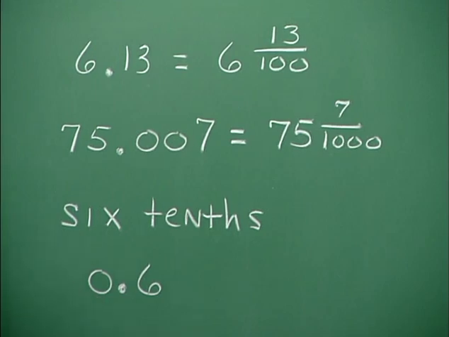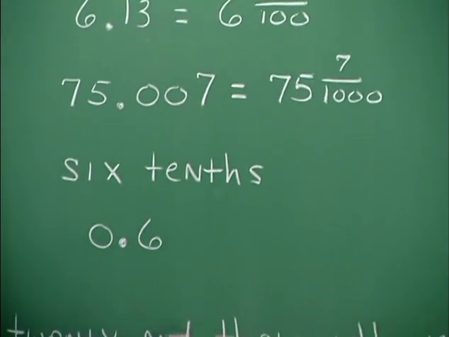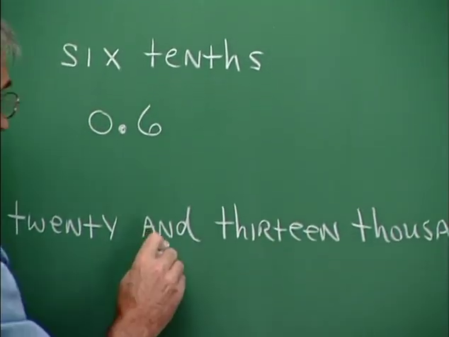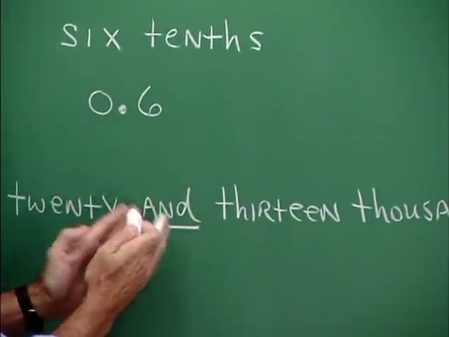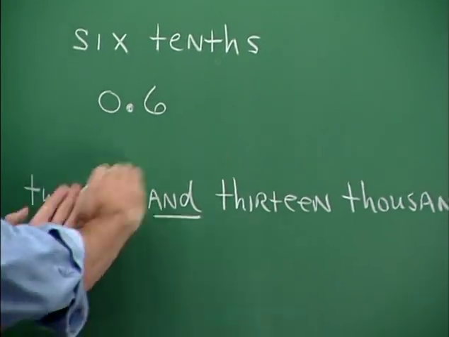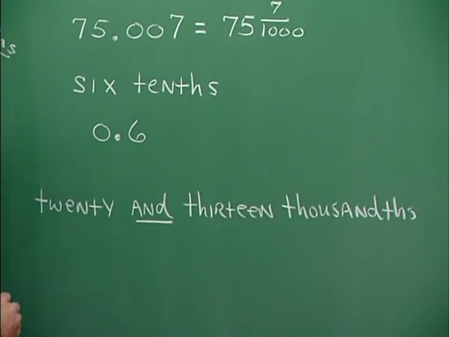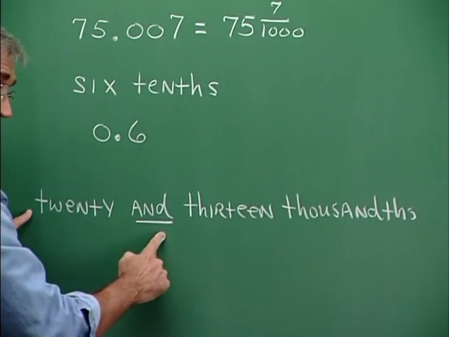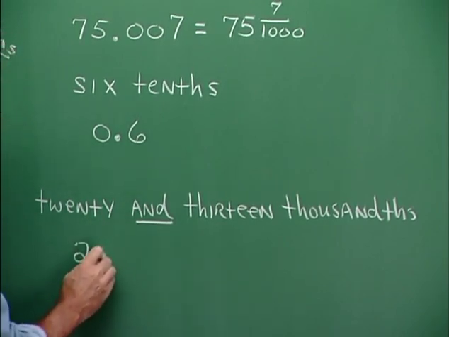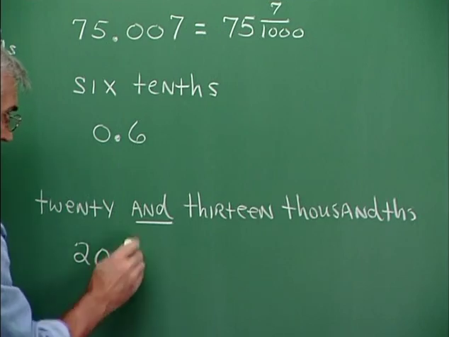20 and. Now when you see the words that describe a decimal and you see "and," this is the separator between the whole numbered part and the fractional part. And the "and" is replaced with the decimal point. So it's 20 and, you see, for this part.